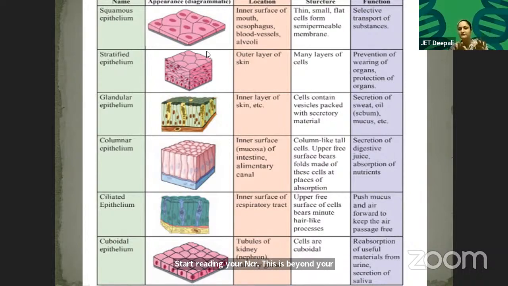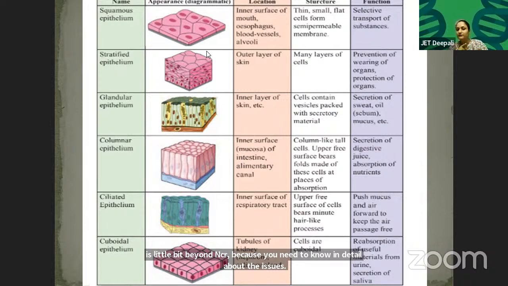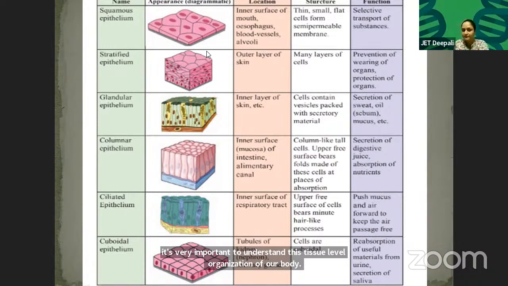This is actually NCERT stuff, but a little bit beyond NCERT, because you need to know in detail about the tissues. All of you are aspiring to be doctors, so you need to know about the tissues. So we are studying histology right now. Study of tissue is histology. It's very important to understand the tissue level organization of our body to be a doctor. Okay, any questions?